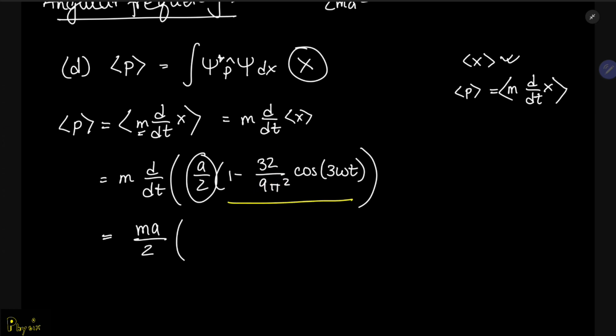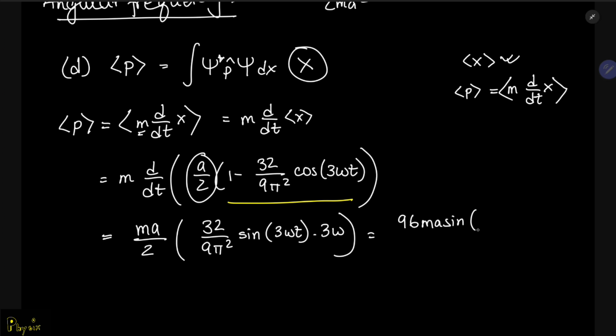All right, and the derivative of the term that is inside is 32 all over 9 pi squared sine 3 omega t times 3 omega, and you can of course simplify it, and this approximately becomes 96 ma sine 3 omega t all over 18 pi squared.